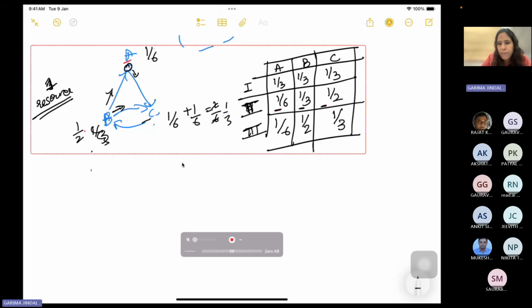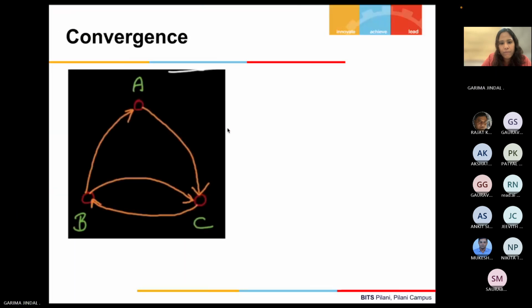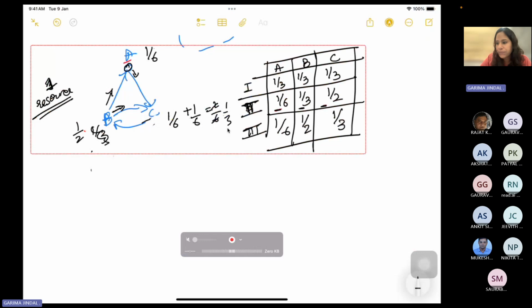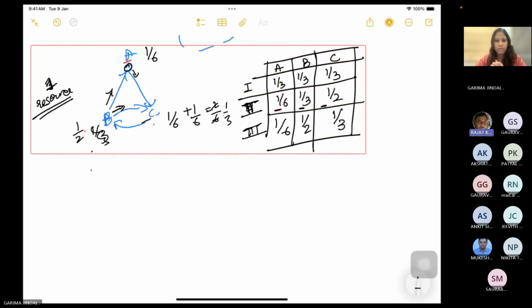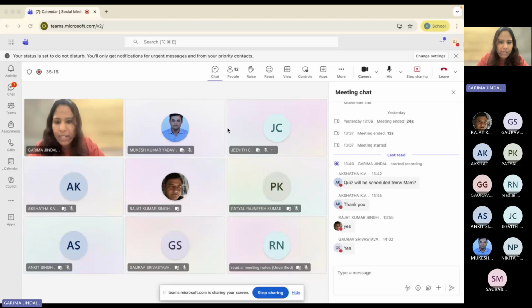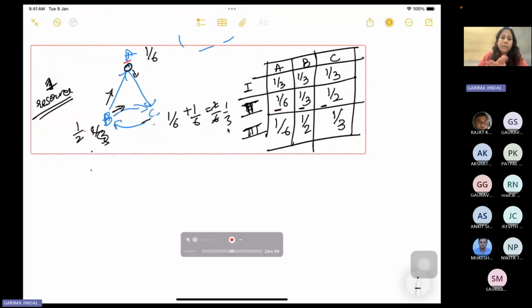Any doubt, anyone? Is the calculation clear till now? Yes, ma'am, this one is clear. Okay. So anyone else who wants me to repeat, or if it is not clear? Okay, so I'll move on.